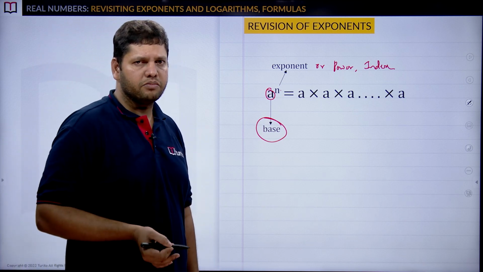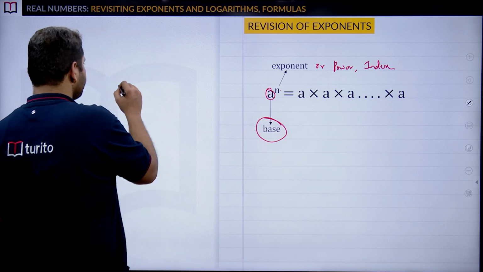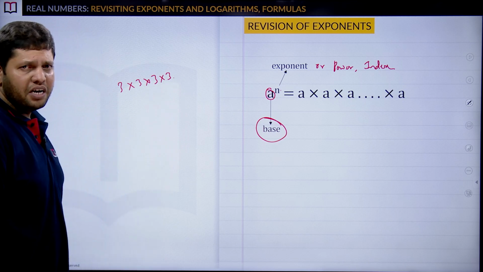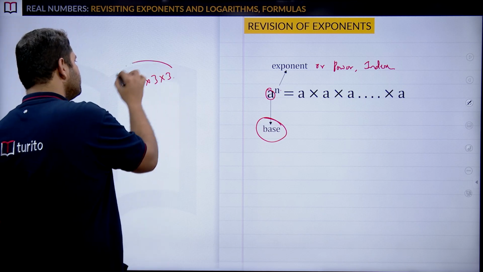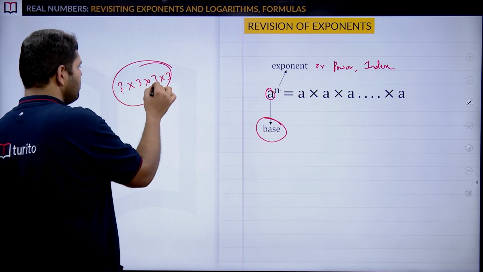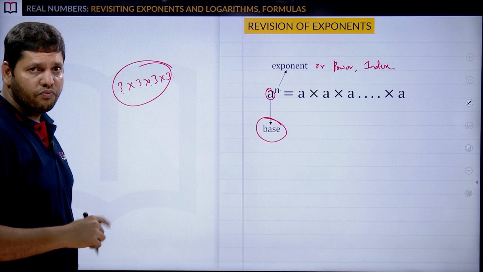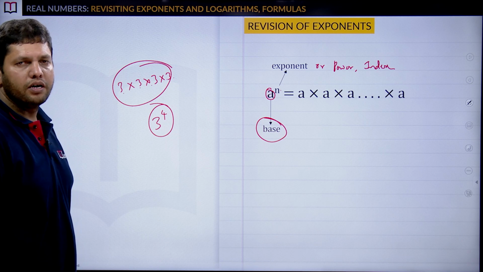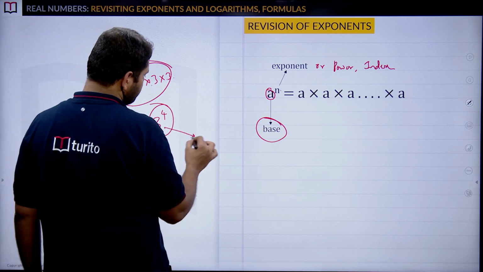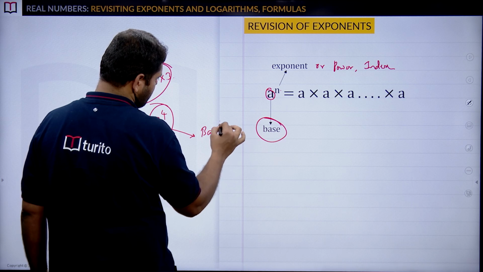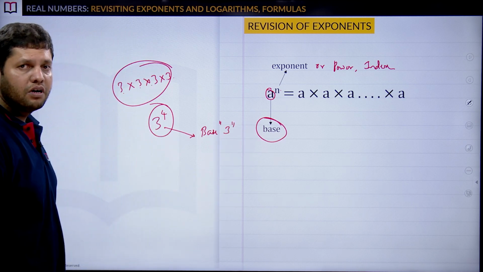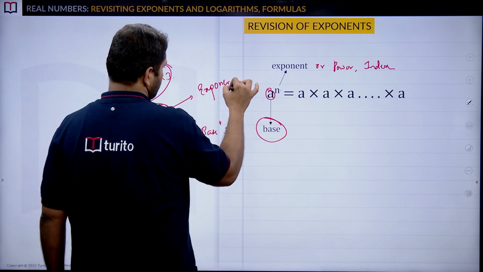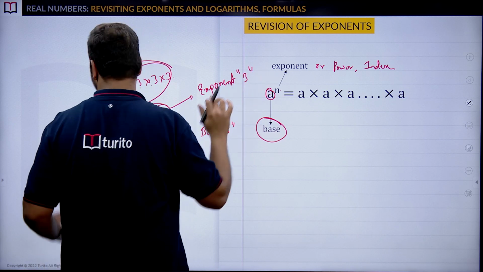See, I am writing 3 into 3 into 3 into 3. This is the expanded form. I want to write this using the exponential form. Here 3 is repeating how many times? 1, 2, 3, 4, so 4 times. So I can write it as 3 to the power of 4. Here the base is 3 and 4 is the exponent.